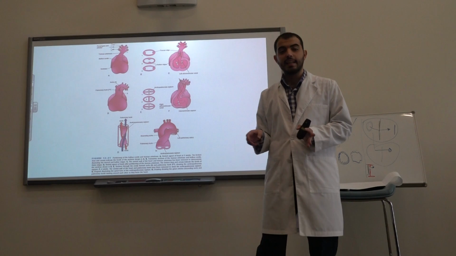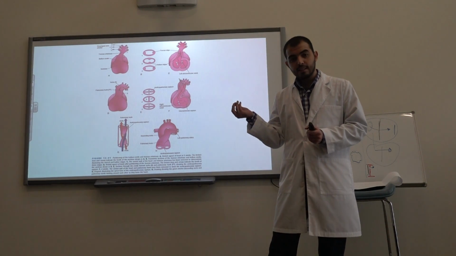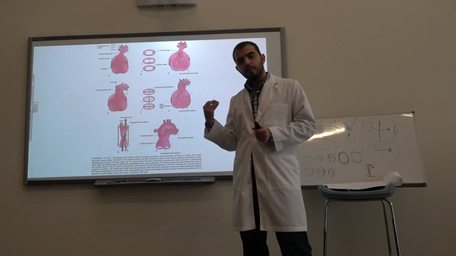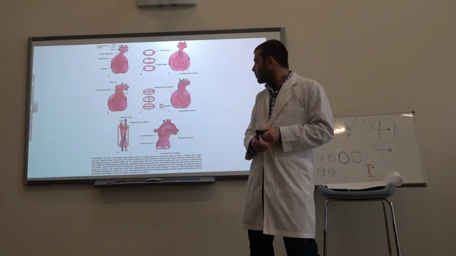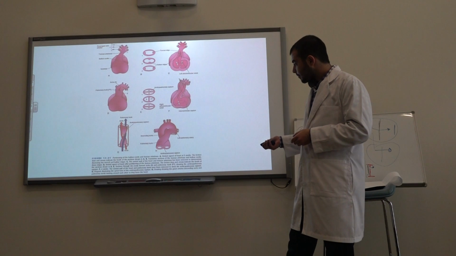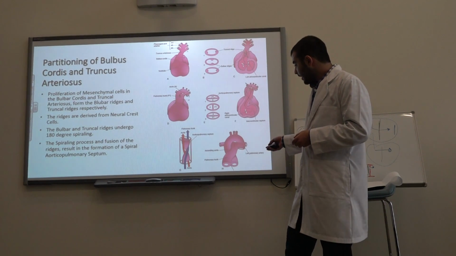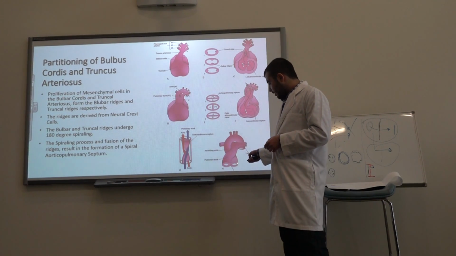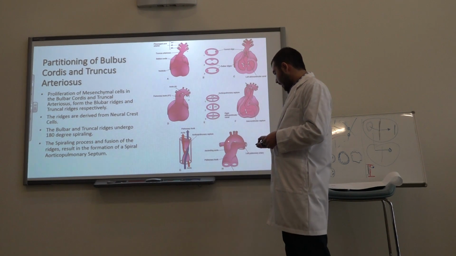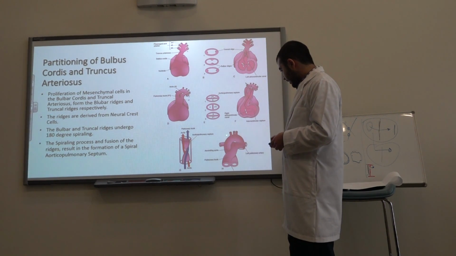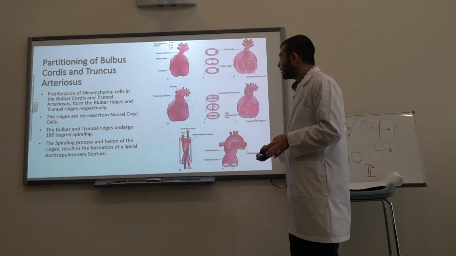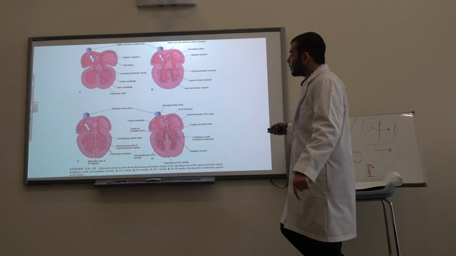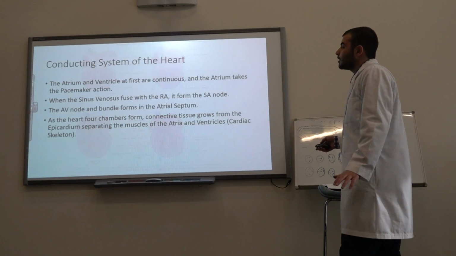So 180 degrees, and the bulbus cordis with the truncus arteriosus will form for me the aorta and pulmonary trunk. As simple as that. You can notice them switching. This is the aorta circling around the pulmonary trunk and then going down. This is the pulmonary trunk going around the aorta. And with this, we form the heart.